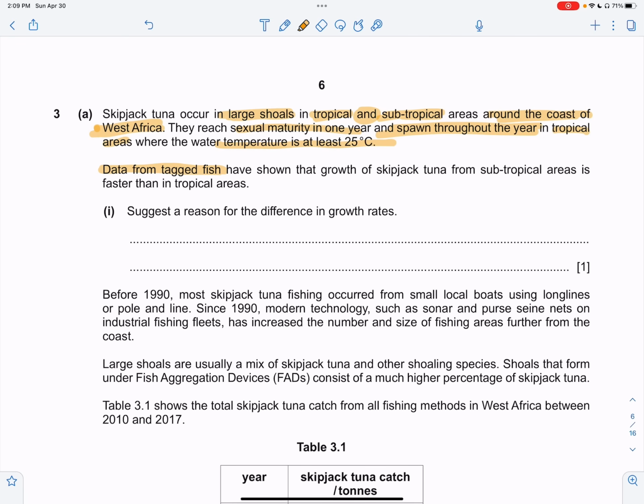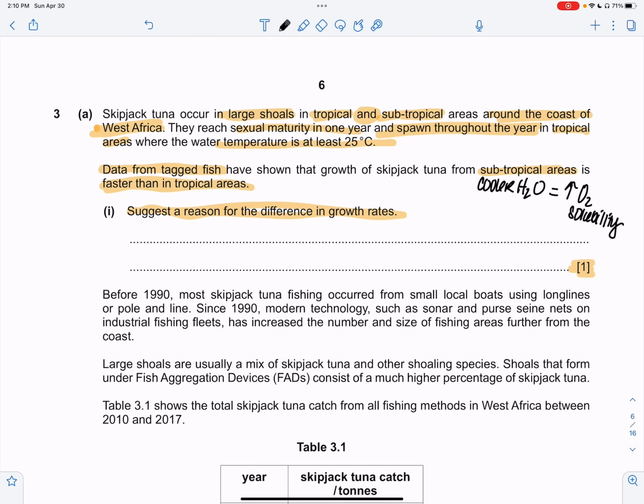Data from tagged fish have shown that the growth of skipjack tuna from subtropical areas is faster than in tropical areas. Suggest a reason for the difference in growth rates. And so, right away, the first thing about subtropical, so it's not in the tropics, it's outside of that. So it's going to be a little bit cooler water. And colder water, comparatively to tropical areas, to warmer water, cooler water is going to have more oxygen solubility. And so the fish will be able to do respiration more, and it'll allow them to grow.